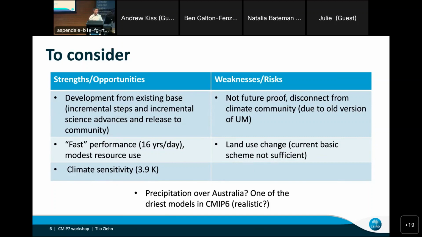Precipitation over Australia has been highlighted. I think that could be an opportunity or a risk. It's one of the driest models in CMIP6. And we really need to understand why that is.